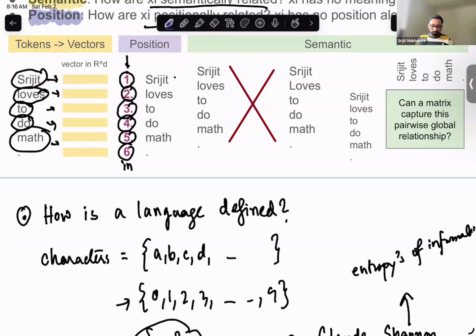So can someone tell me what is the most important relationship? Which word is most importantly related with Srijit? Anyone? Or multiple people? Any two, any three. Which? Math? Okay, loves. Anything else? Yes, you're right, Shubhranshu and Vijit. Any other ideas?